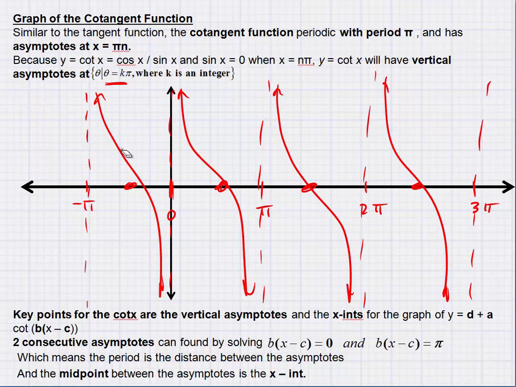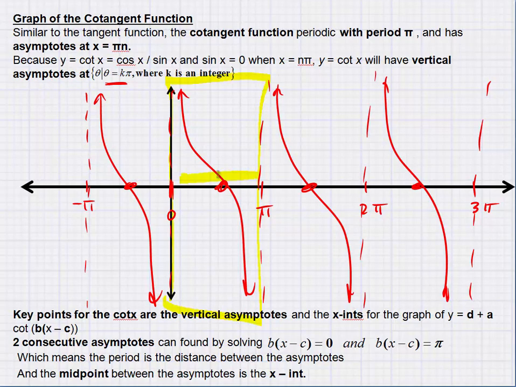Some of these aren't so great. So let's try this one again. But that's what my cotangent graph looks like. This would be one period of the cotangent graph. The period is pi, so it's very similar to the tangent graph.